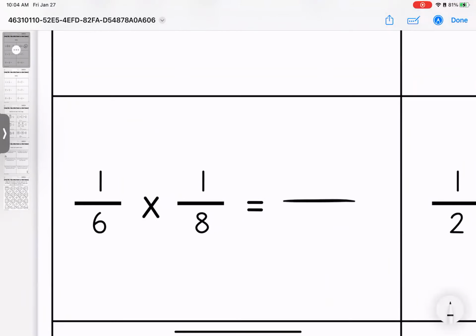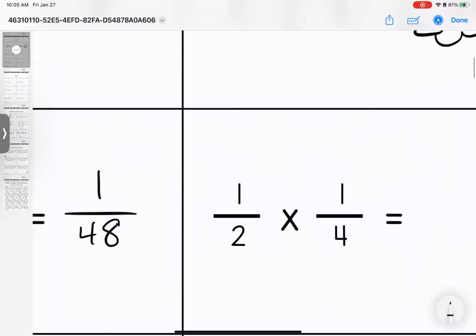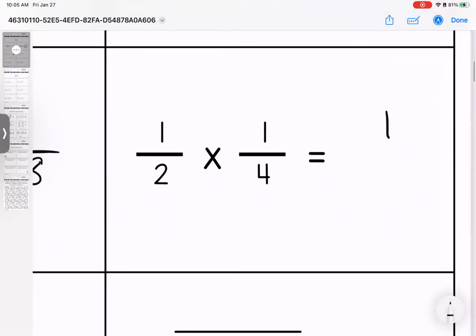1/6 times 1/8. 1 times 1 is 1. 6 times 8 is 48. Again, we have a 1 as our numerator, so this is simplified. 1 times 1 is 1. 2 times 4 is 8.